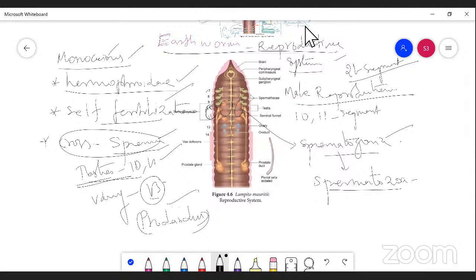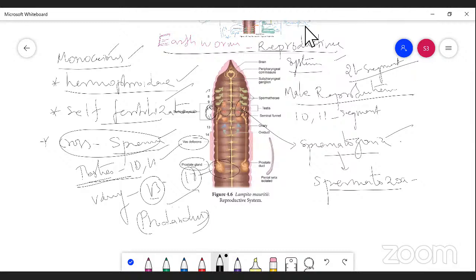From each testis, where spermatogonia develop, a pair of seminal vesicles develops. See, this is the pair of testes, and the seminal vesicles are there, a small yellowish structure called the seminal vesicles. The seminal vesicles are connected with the prostate gland. See, from the 17th segment, the prostate gland is present. The prostate gland communicates with the testes through an intermediate structure called the vas deferens, otherwise called the sperm duct.